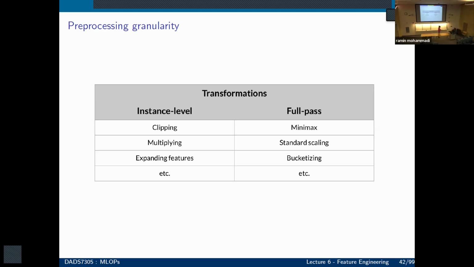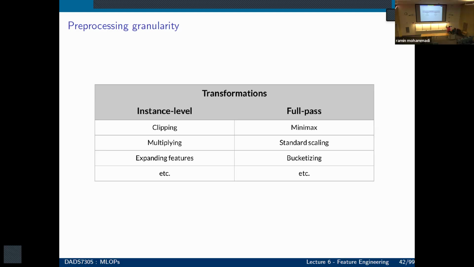On the other hand, full pass is when you need information from the entire training data, like the statistics, in order to pre-process data that comes from your customer and pass it to your model. So instance level is something like clipping, multiplying values by something, expanding features or feature crosses. That happens at instance level. You only need one data point.